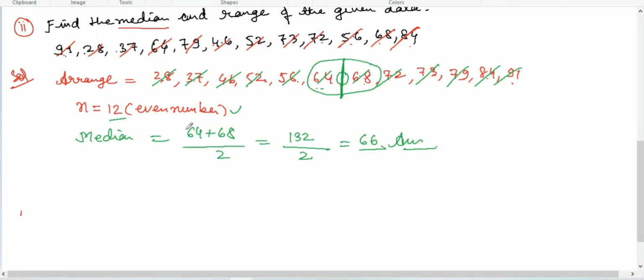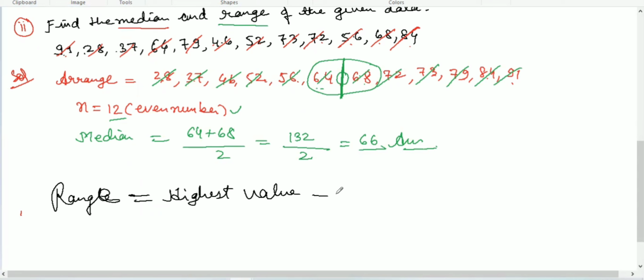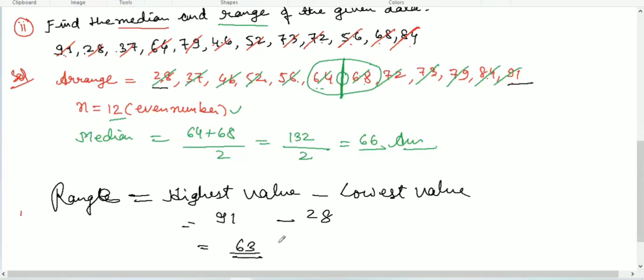So in this question, I just forgot to explain how to find the median and range. The median I explained, but how to find the range of the given data? Let's understand what the range of the given data is. Range equals highest value minus lowest value. So what is the highest? We already arranged this data. So the highest is 91 and minus the lowest, 28. Subtract it and you will get the range of the given data. So 63 is the range of the given data.